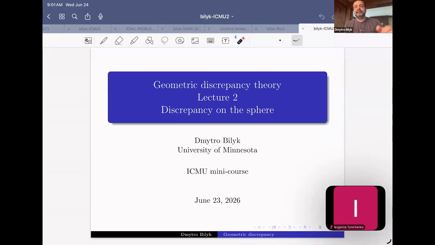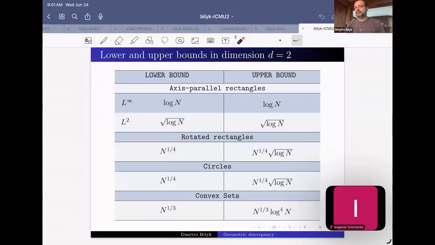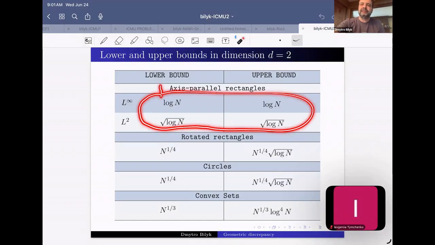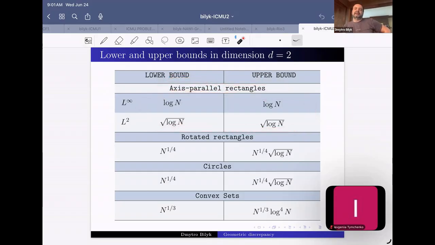Let me start with a little table that relates things that we did in the last lecture and things that we are going to do. We discussed discrepancy last time, and we essentially discussed the situation of axis parallel rectangles. And we actually proved both of these theorems. We proved that the extremal discrepancy is bounded below by log n in this case, and the L2 version is bounded below by square root of log n, and we discussed that both of these bounds are sharp.